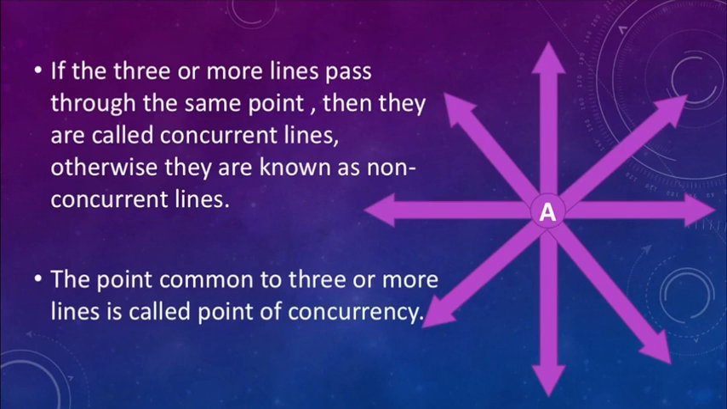Next, if 3 or more lines pass through the same point, then they are called concurrent lines. Otherwise, they are known as non-concurrent lines. Next, the point common to 3 or more lines is called the point of concurrency. Here, point A is known as the point of concurrency.